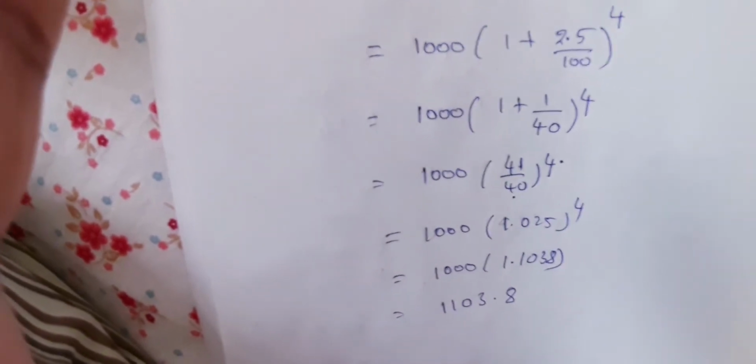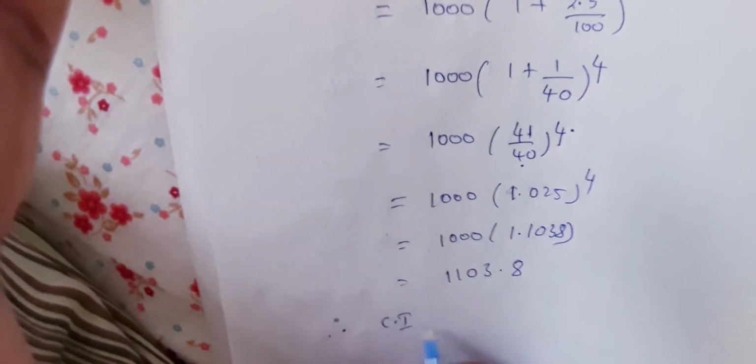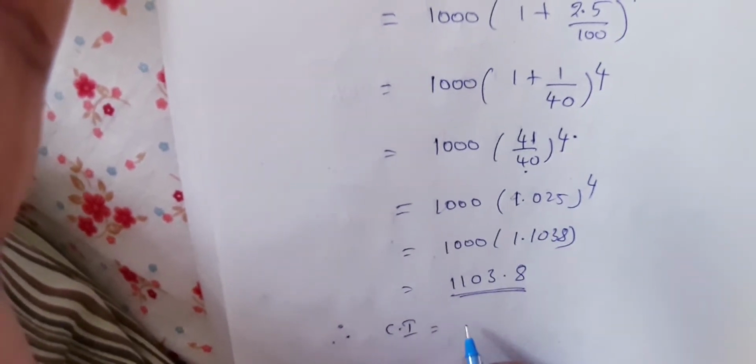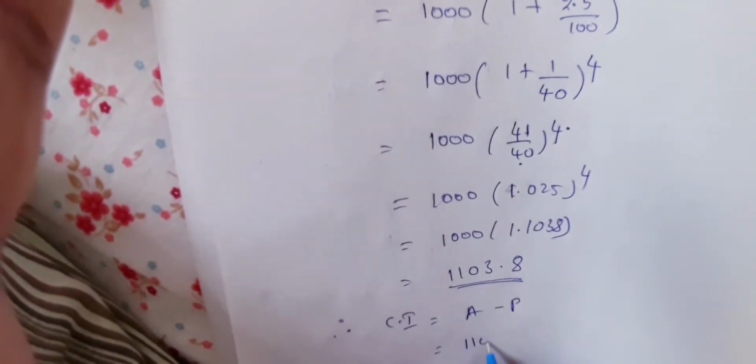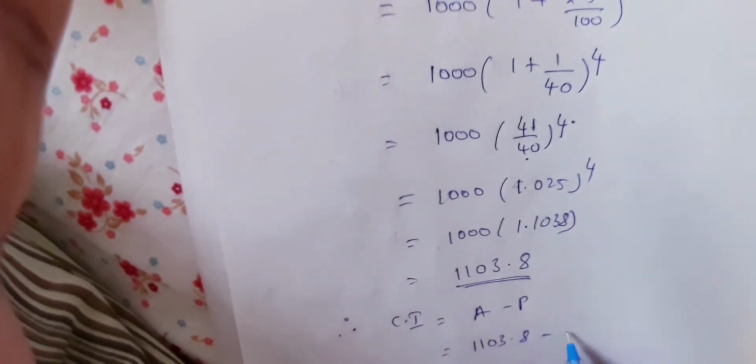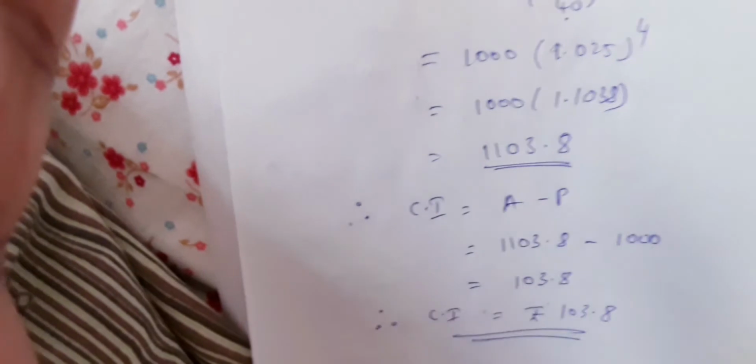So now 1000 multiplied by this will give you 1103.8. So therefore now compound interest is equal to net amount minus principal. So A minus P, that is equal to 1103.8 minus 1000, which is equal to 103.8. So what is the conclusion? Therefore compound interest is equal to rupees 103.8. So highlight the answer.